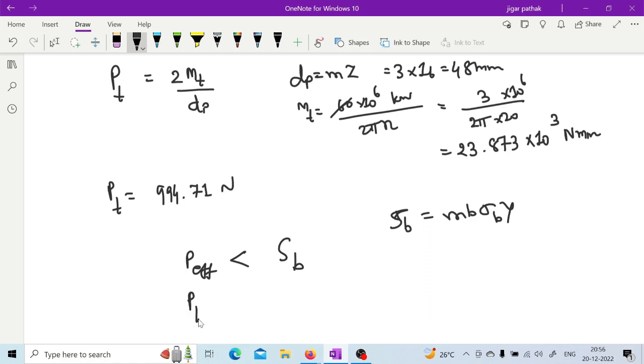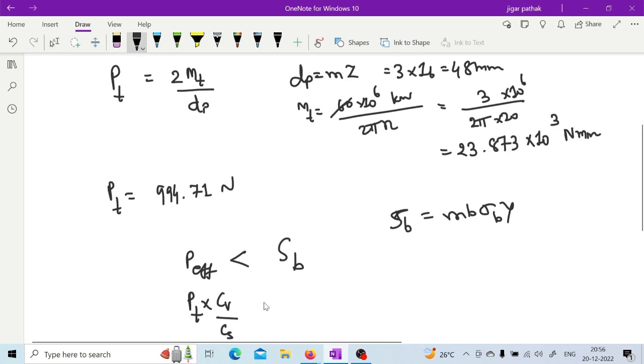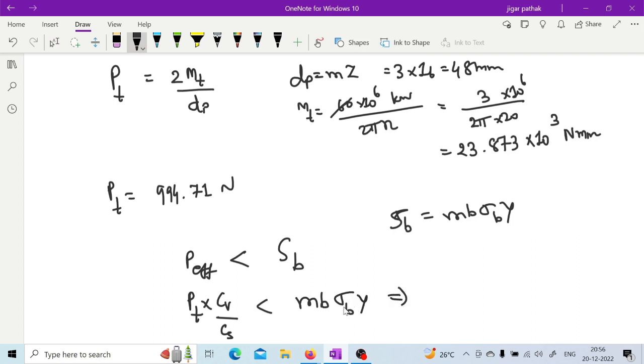So what is this effective load? It is given by CS into PT upon CV. If you now put SB as MB sigma b Y, then you will be able to calculate this sigma b, because you have all other values with you. As service factor is not given, you can consider it equal to 1. CV is given as 1.5.